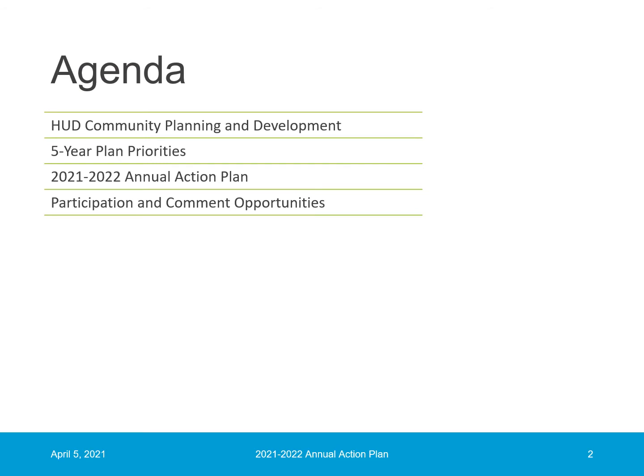We'll begin with a short overview of the HUD community planning and development programs that the city participates in, then discuss the city's 5-year plan priorities. Following that, we'll review the specific activities proposed for funding in the draft 2021 to 2022 Annual Action Plan, and finally provide information on how members of the community can submit public comments on the plan.